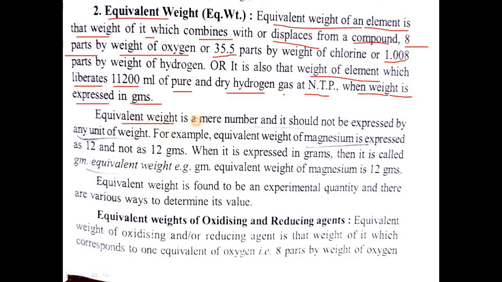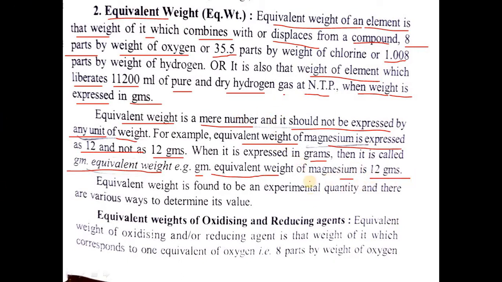So equivalent weight is a mere number and it should not be expressed by any unit of weight. So equivalent weight has no unit. For example, the equivalent weight of magnesium is expressed as only 12 and not as 12 grams. When it is expressed in grams, then it is called gram equivalent weight. Example, the gram equivalent weight of magnesium is 12 grams.